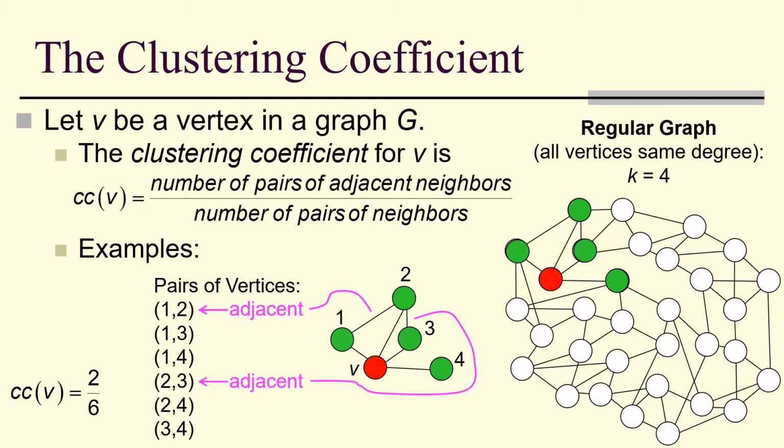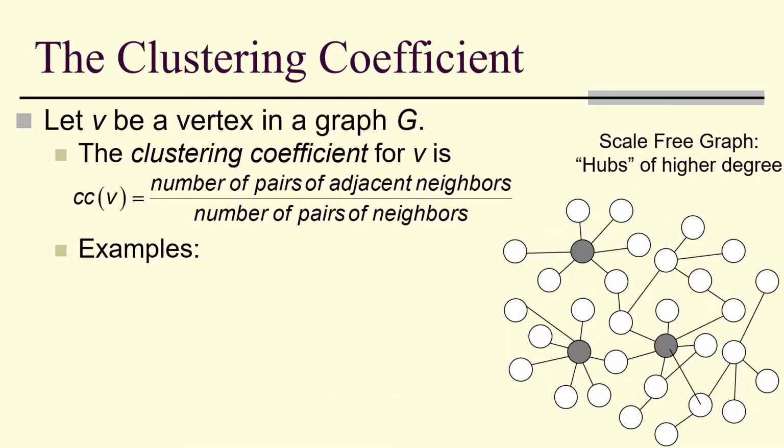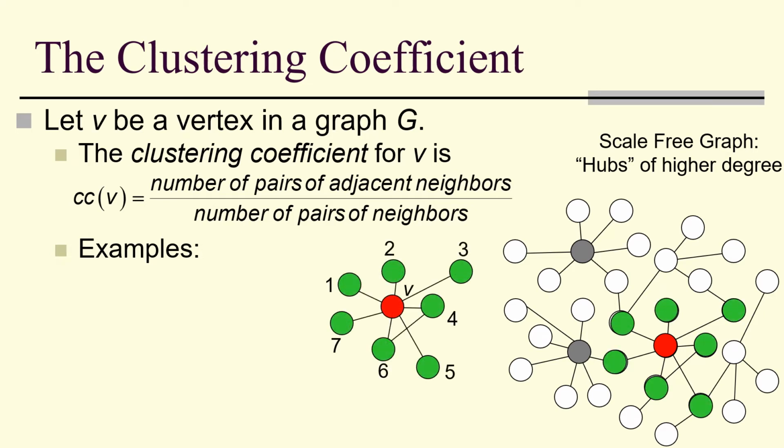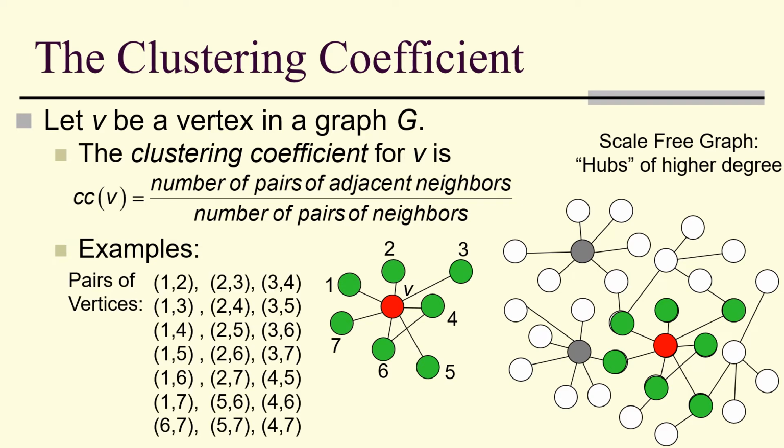So this is the clustering coefficient of that vertex. If I have this graph, then here's a hub, so to speak, and notice I have all these neighbors, and there are lots of pairs of neighbors, 21 in fact, but only one adjacency. So there's its clustering coefficient.